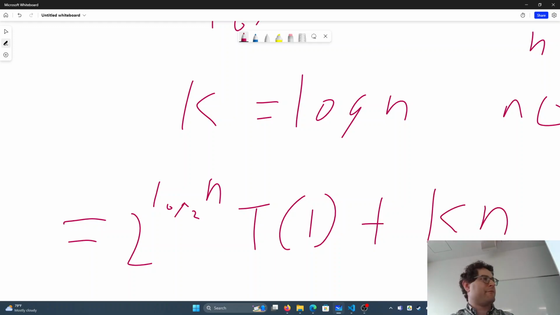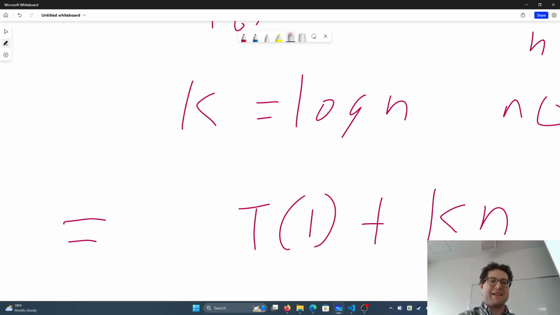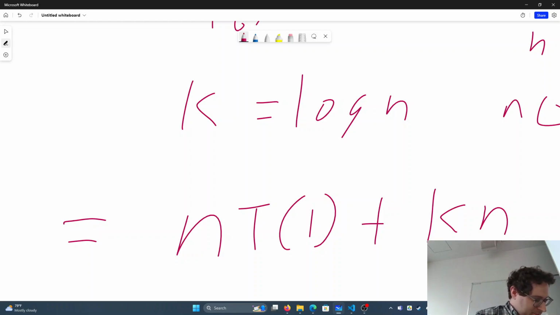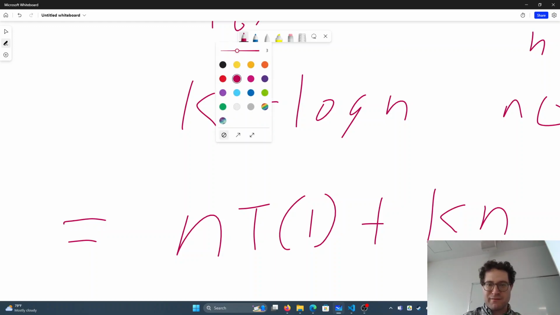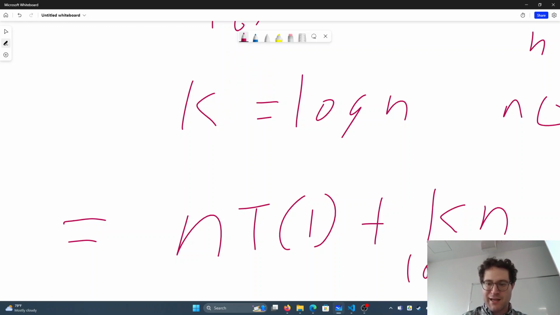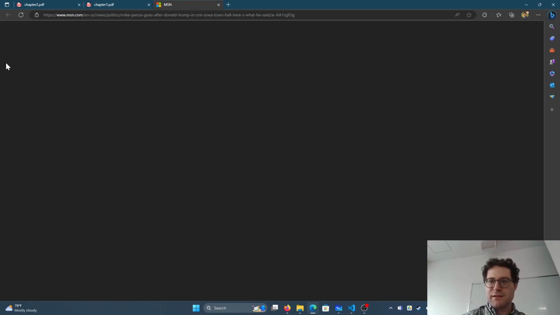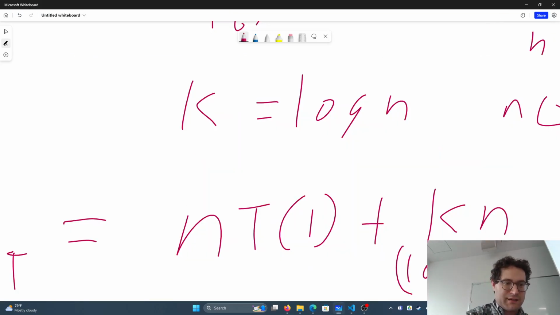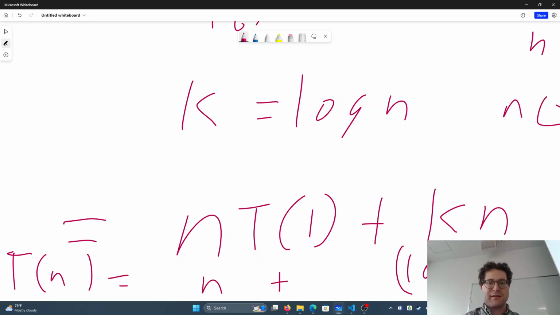Oh, we can simplify that, can't we? I feel like it's just n. That is just n. Logarithm rules. So we have n operations plus K of n over here. What is K again? Log n. Yep, K is log n. And so the total runtime is 1 plus log n, so T of n is equal to n plus log n times n.